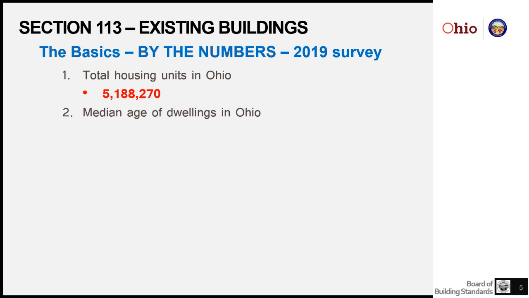Anybody have an idea of how old the dwellings are? What's the median age? If you guess 52 years, structures built in 1968, that means half of the dwelling units that exist in Ohio in 2019 were built prior to 1968. The other half are since 1968.